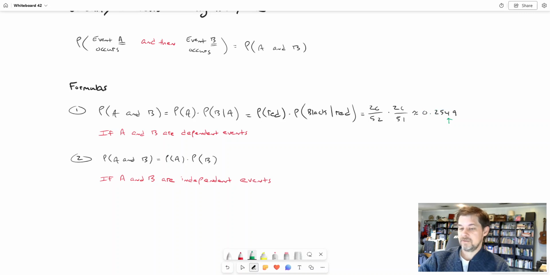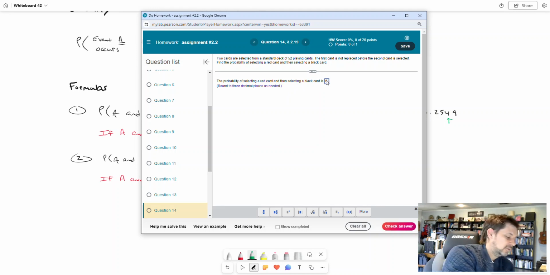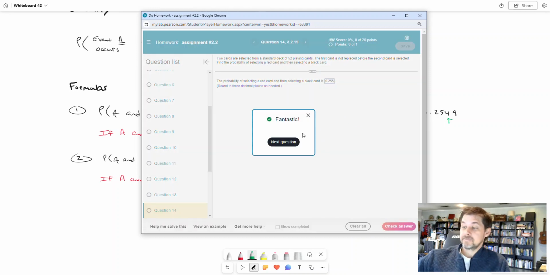All right, so let's go back over here, and we got our answer, 0.255. That's the probability of selecting a red card, leaving it out of the deck, and then pulling a black card out. Okay, so we got it there.